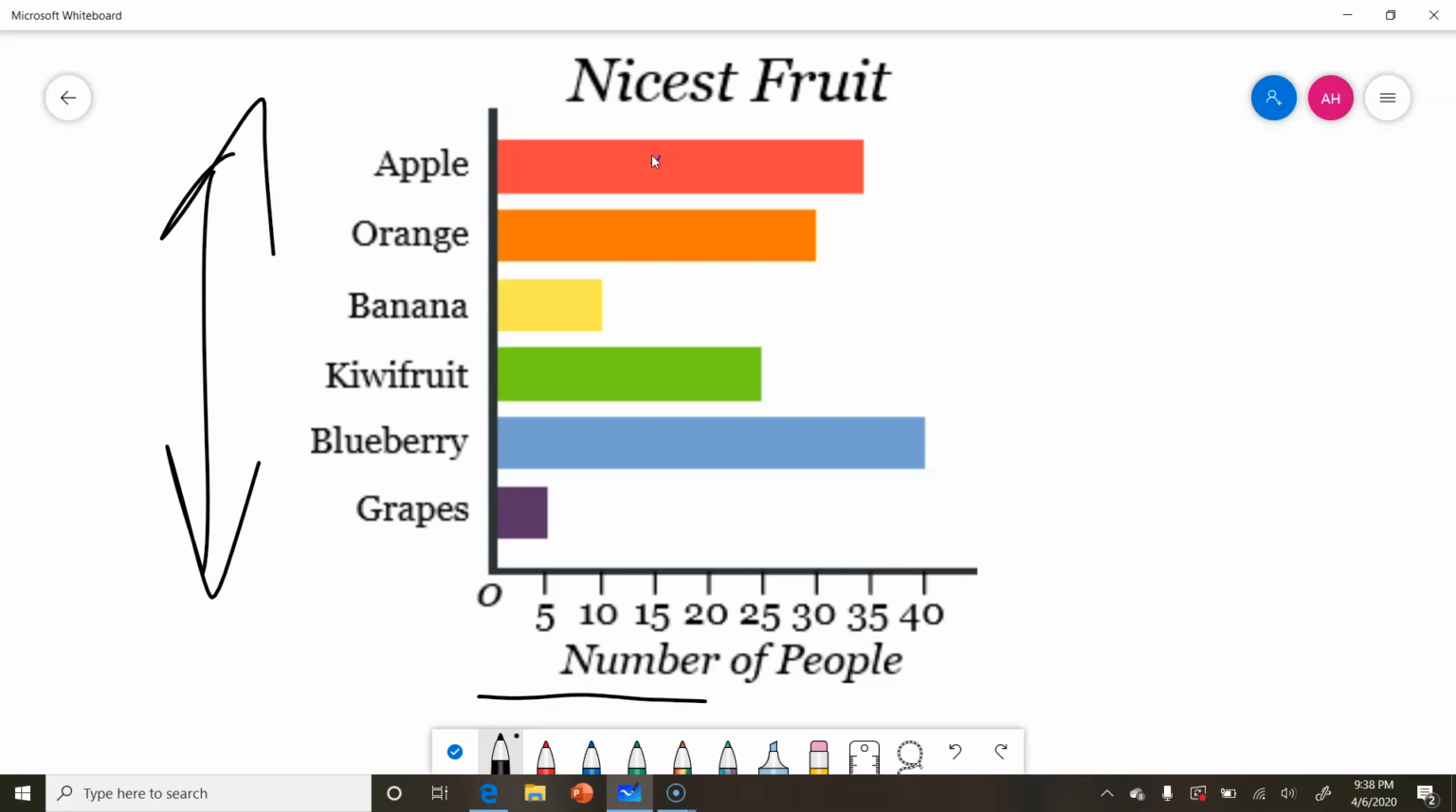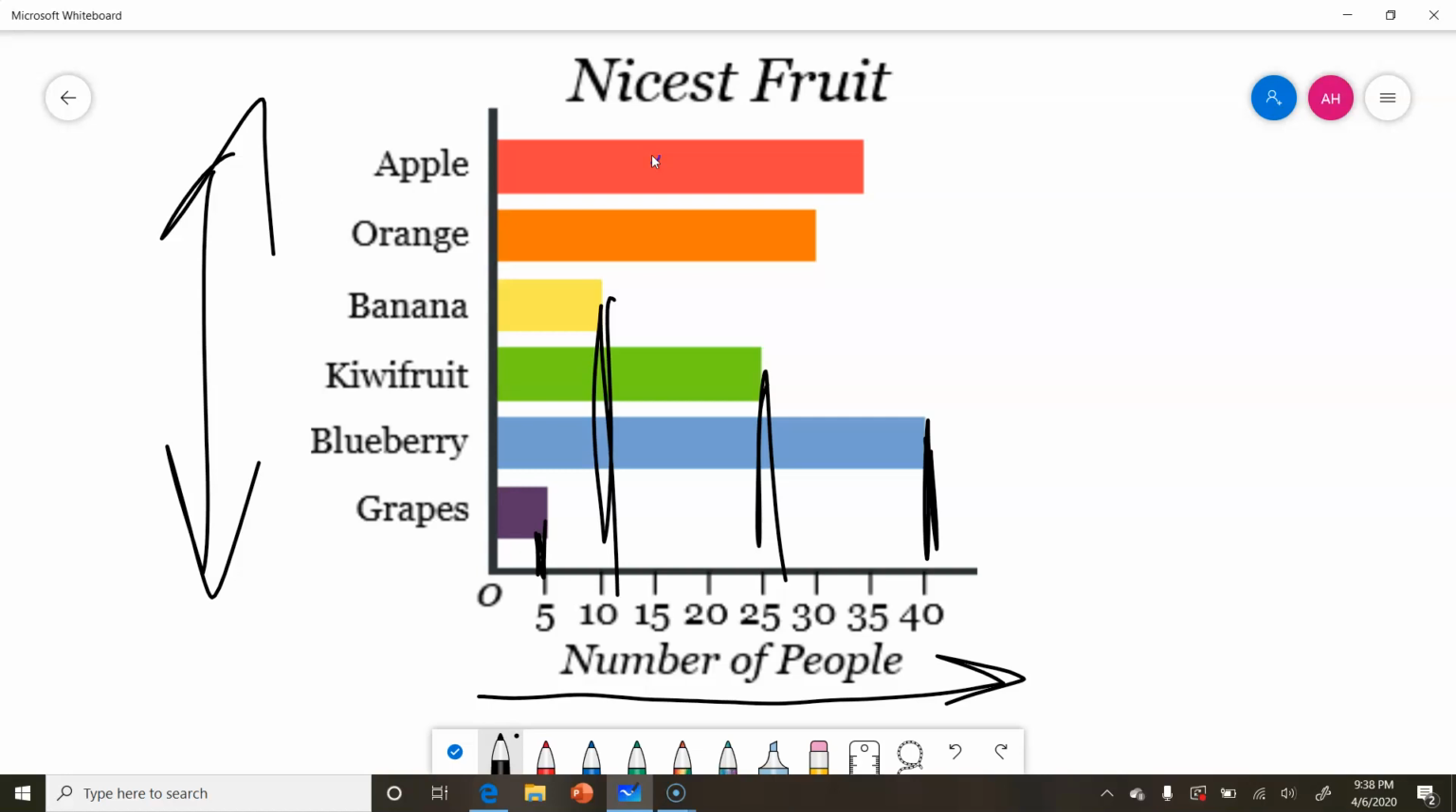What's on the bottom is the number. So we say, how many people like grapes? About 5. How many people like blueberries like me? About 40. How many people like kiwis? 25. How many people like bananas? Only 10. Oranges? 30. And apples? 35. So it's the exact same idea.